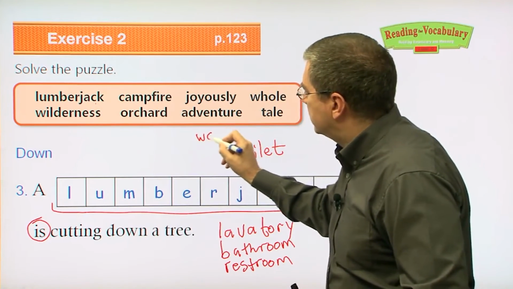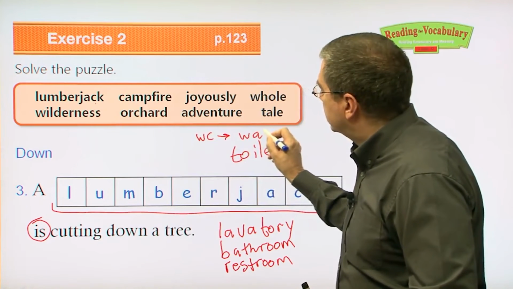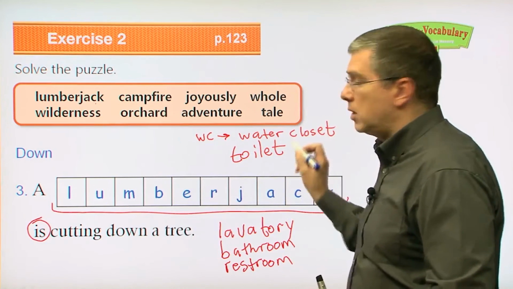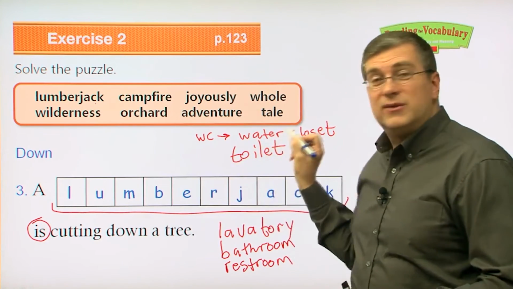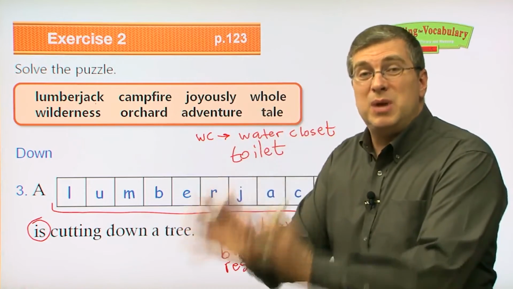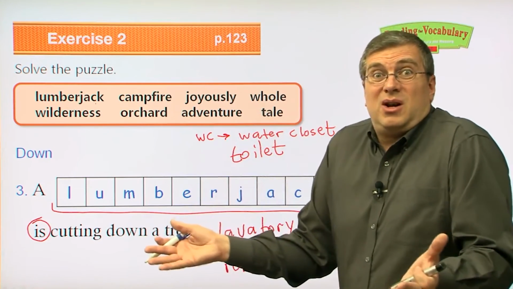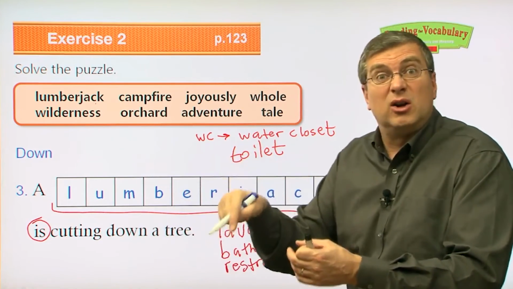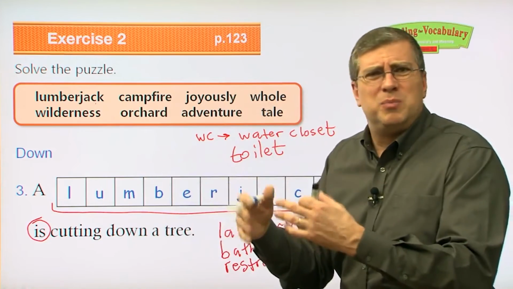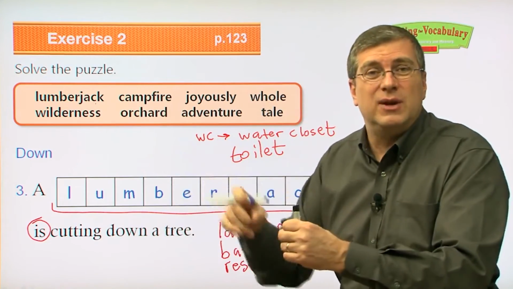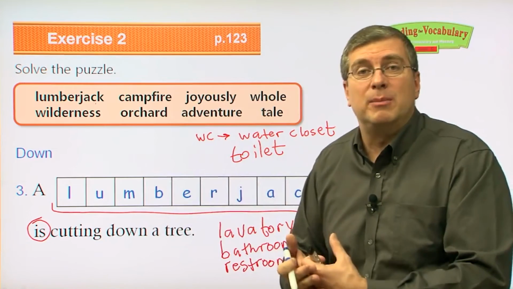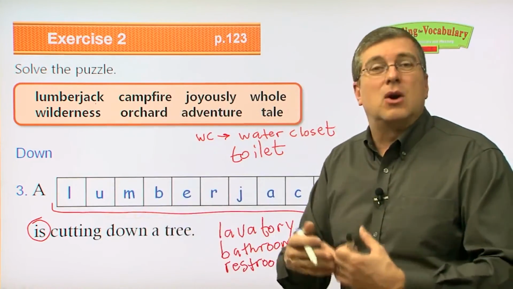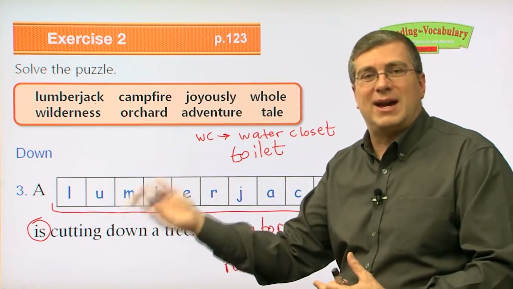WC, what is WC? WC is water closet, because a long time ago, when the toilet was first invented, it was put into people's houses. They didn't know what to call it. It's like a small room in the house. That's a closet, but it had water in it. You know, a long time ago, people weren't used to having water in the house. Plumbing was new, so they called it a water closet. Some people in some countries still call it water closet, but it's a little old-fashioned.